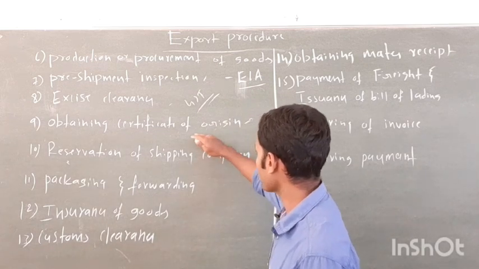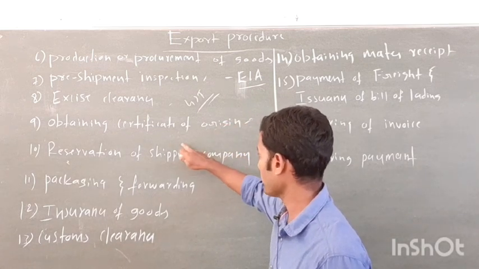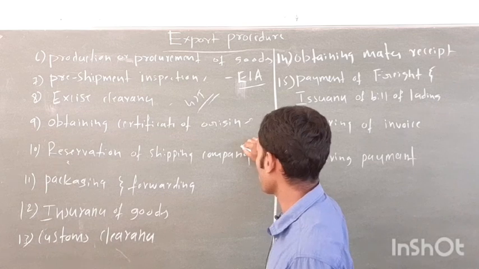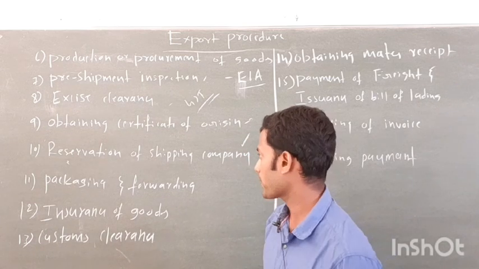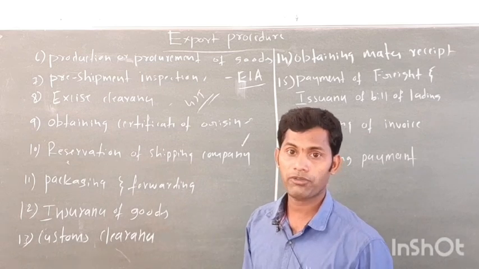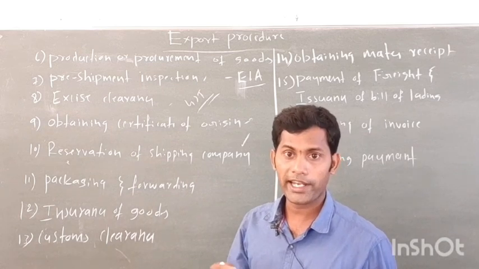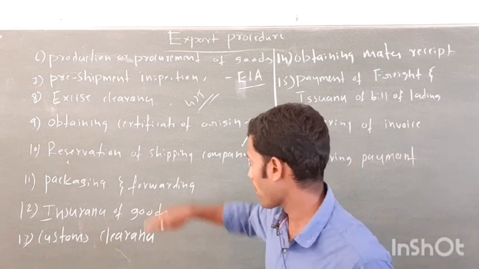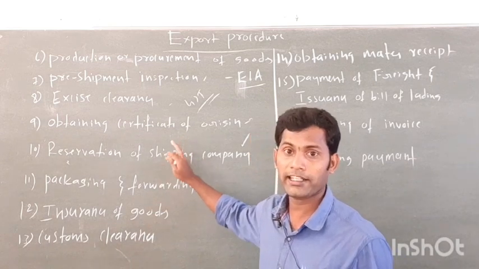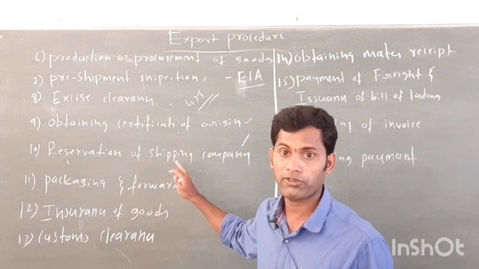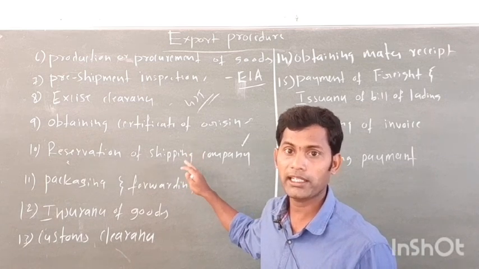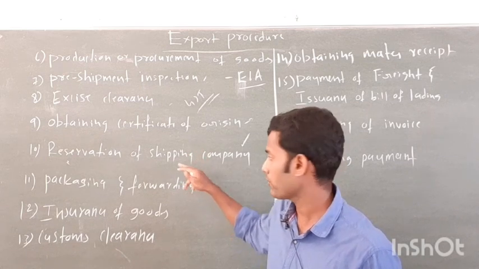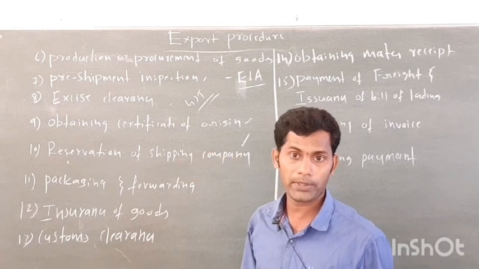Now, after getting certificate of origin, the 10th one, reservation of shipping company. Now the exporter has to apply to a shipping company for a space. So we need space for exporting our product. Here we have to mention the nature of the product, how much space we need, and the quality, quantity and size. We have to apply to the shipping company.